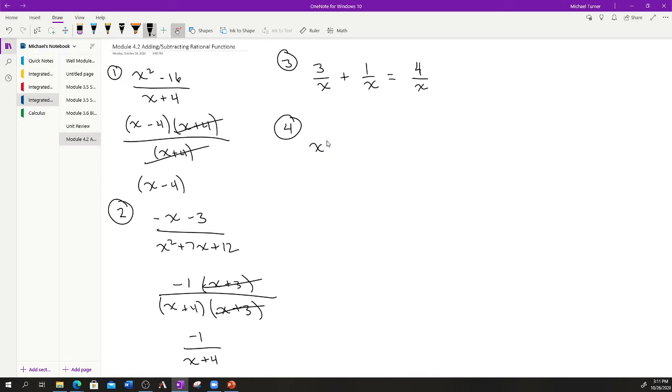So let's say I have x squared minus 1 in the denominator, and over here I have 2x over x squared minus 1. Okay? Because the denominators are the same, I keep the denominator and subtract the numerators, 4x minus 2x.